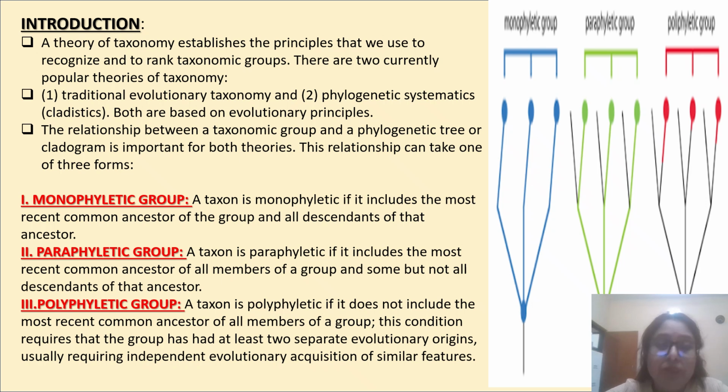And next is the paraphyletic group. A taxon is paraphyletic if it includes the most recent common ancestor of all members of the group and some, but not all, descendants of the ancestor. And next, polyphyletic groups. A taxon is polyphyletic if it does not include the most recent common ancestor of all members of a group. This condition requires that the group has had at least two separate evolutionary origins, usually requiring independent evolutionary acquisition of similar features.